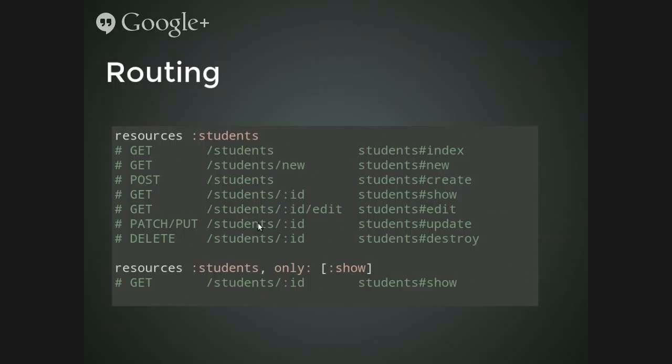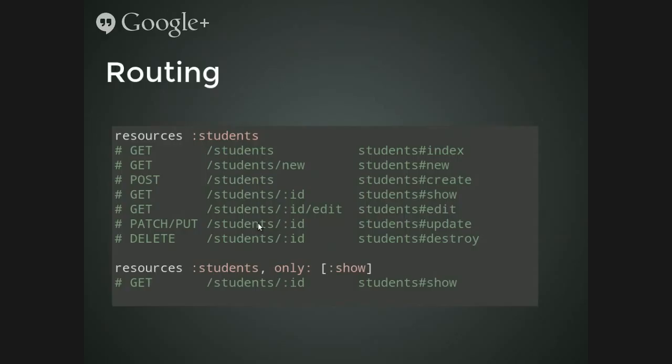Is there a style to use resources? If you only define one of these things, like you only want to do something, then use that second line there, or is it better to write it out? Yeah, that's a great question. So the question was, if you want to restrict the routes that you generate, for example, if you only want students to be shown, then you can do only show, and it'll only create the show path.